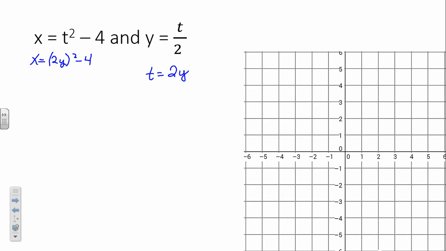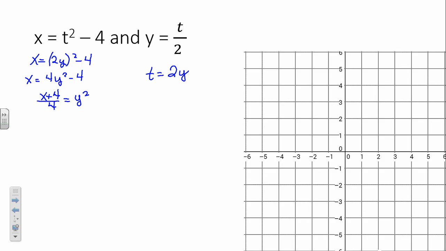Okay? And let's simplify that a little bit. x would be 4y squared minus 4. Right? And we're used to having that solved for y, aren't we? So when we plug in numbers for x, we get nice, neat numbers for y. So if we're solving this for y, we'd have x plus 4 over 4 is equal to our y squared, right?